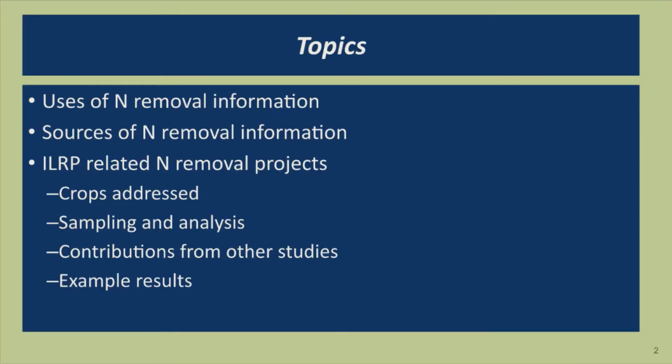So the topics I'll be running through here are the uses of N removal information in production and regulatory applications, sources of N removal information that we have, and then the irrigated lands regulatory program related N removal projects specifically. We'll run through the crops that are being addressed, the sampling and analysis that's being done, contributions from other studies beyond the scope of the one that FREP has funded and that we have performed, and then an example of some of the results.